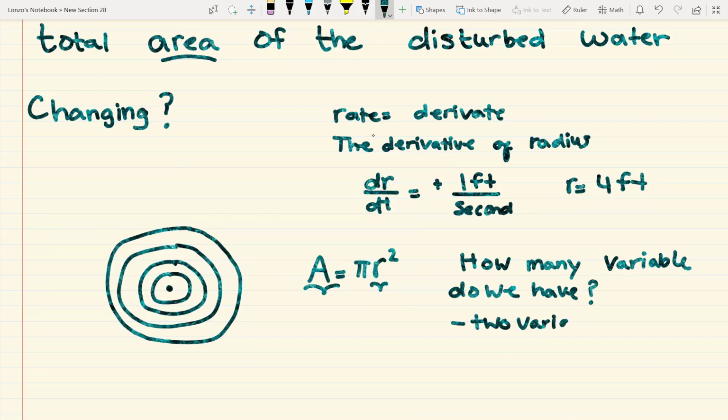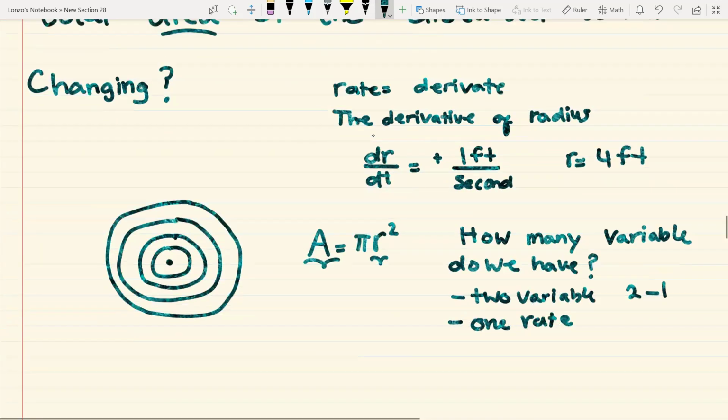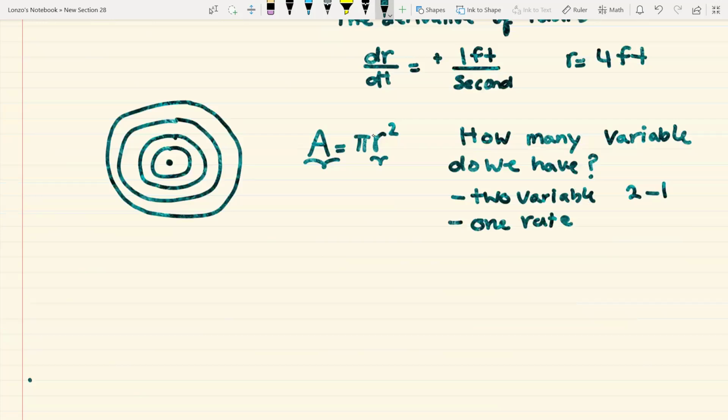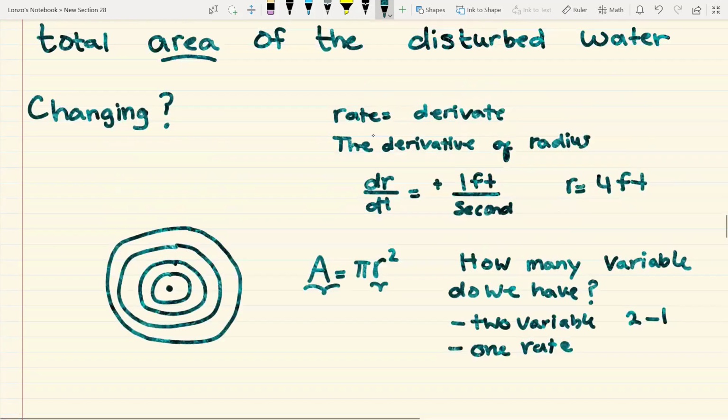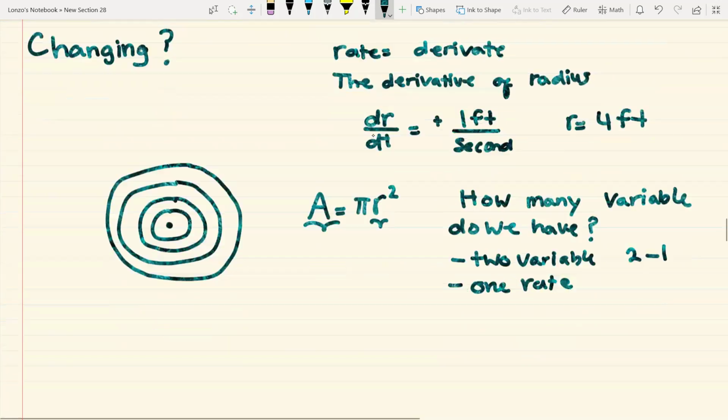So what does that mean? We're supposed to have 1 rate, right? Because your rate is your total variables minus 1. So if we have 2 variables, subtract 1, you have 1 rate. Okay, we have an image, we have an equation, we have a speed, dr/dt, we have a radius that's 4 feet. Now what do I do next?